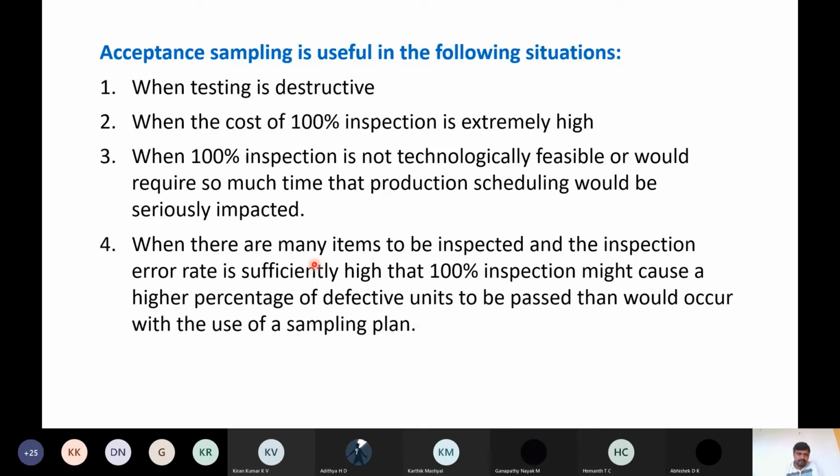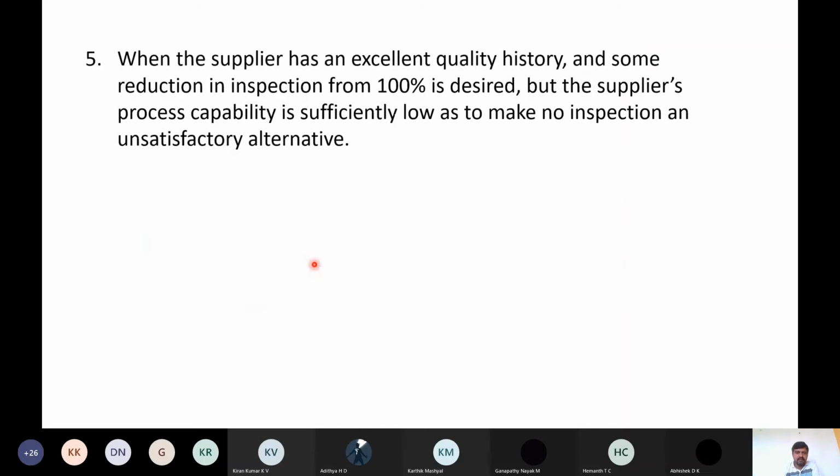Next, when the supplier has an excellent quality history and some reduction in inspection from 100% is desired, but the supplier's process capability is sufficiently low as to make no inspection an unsatisfactory alternative. So here you can trust the supplier to some extent, but you cannot trust him 100%. In that case also acceptance sampling is better.